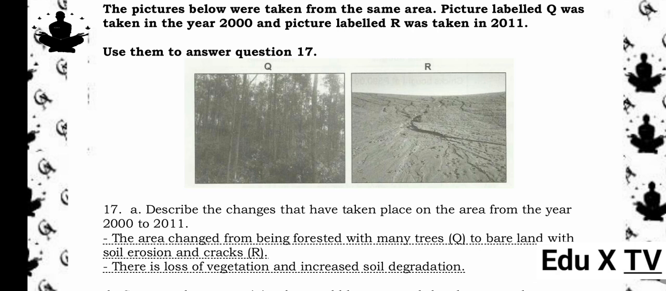The pictures below were taken from the same area. Picture labeled Q was taken in the year 2000 and picture labeled R was taken in 2011. Use them to answer question 17. 17. A. Describe the changes that have taken place on the area from the year 2000 to 2011. The area changed from being forested with many trees Q to bare land with soil erosion and cracks R. There is loss of vegetation and increased soil degradation.